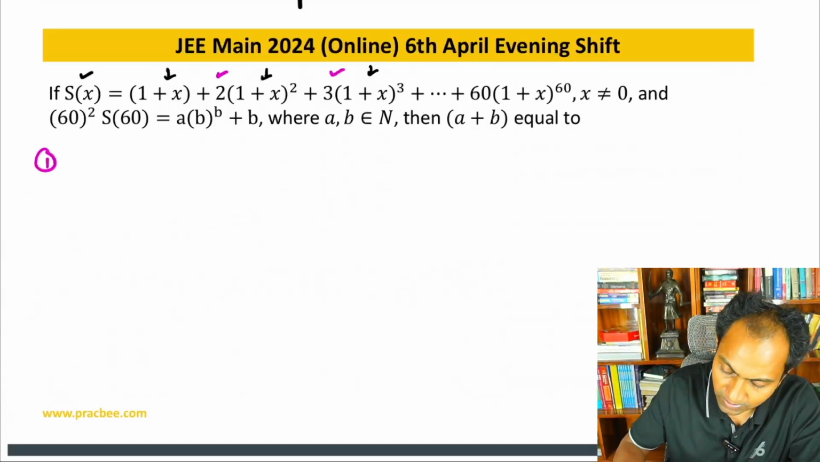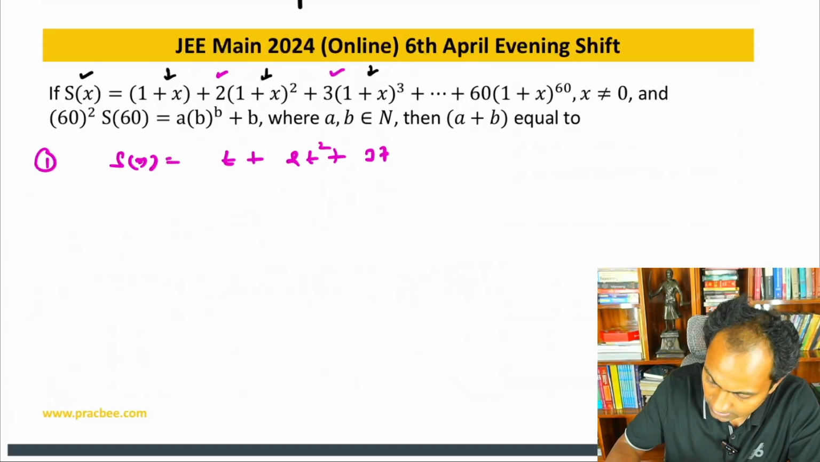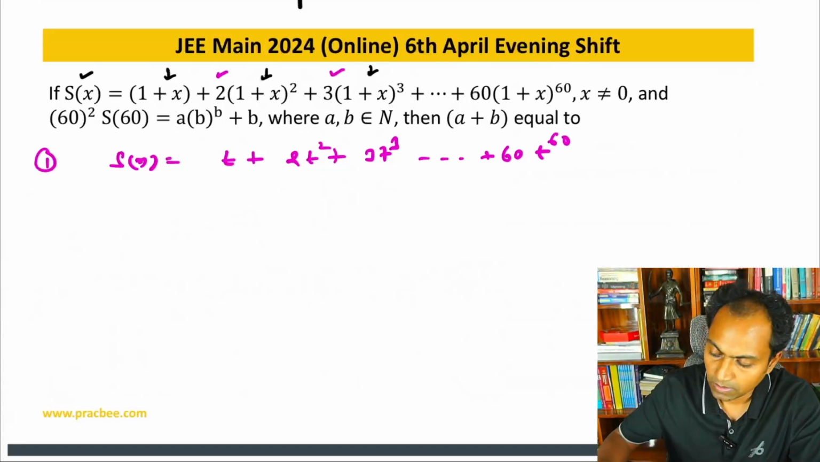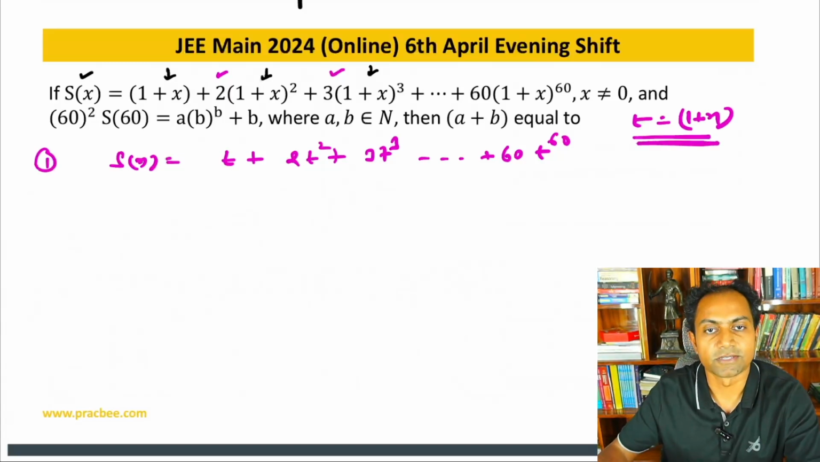So in the first step, I have identified it as AGP. Let me write it down. This is 1 plus x. In place of 1 plus x, I will write t to simplify my calculation. So this is t, this is 2t square, this is 3t cube. And we are going till 60t raised to the power 60. T here is nothing but 1 plus x. We have done this to simplify things.